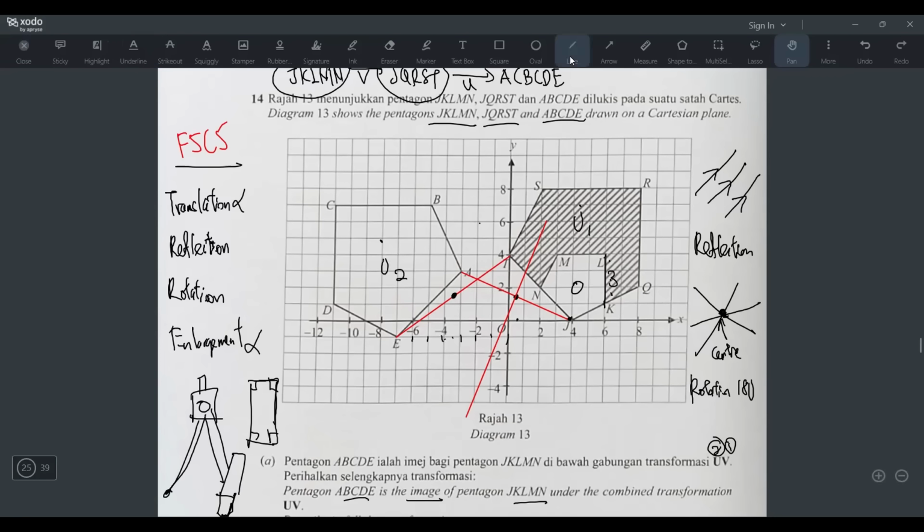Now it's time to draw the perpendicular bisector, and I will do it like just now. So later I will place the ruler like this.